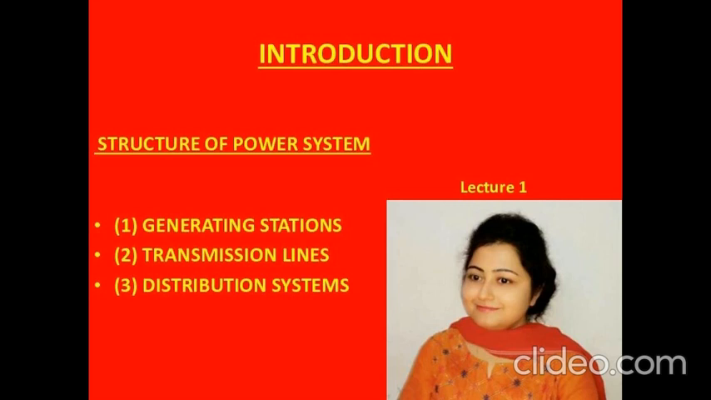The first one, generating station, transmission lines and the distribution system are the main components of an electric power system. And the second one, the generating station and distribution system are connected through transmission lines, which also connect one power system to another. And the third one, a distribution system connects all the loads in a particular area to the transmission lines.